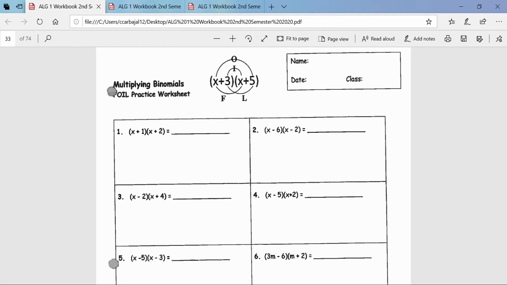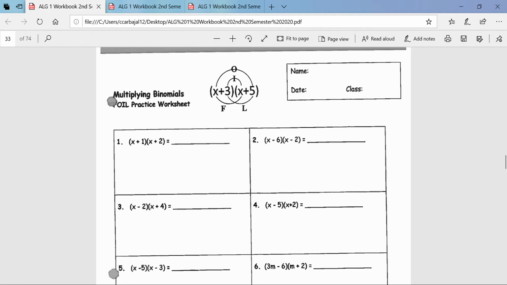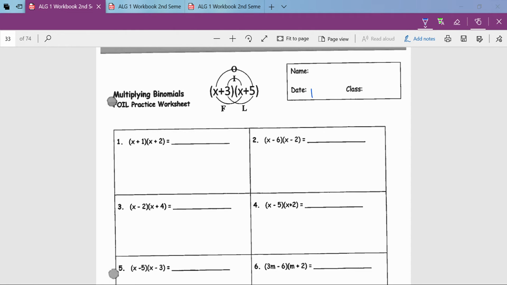Alright guys, today is January the 16th, 2020. We are going to be talking about multiplying binomial by binomial, meaning there's two terms. We're going to be multiplying, there's two terms inside the parentheses, and then there's another set of parentheses also being multiplied.